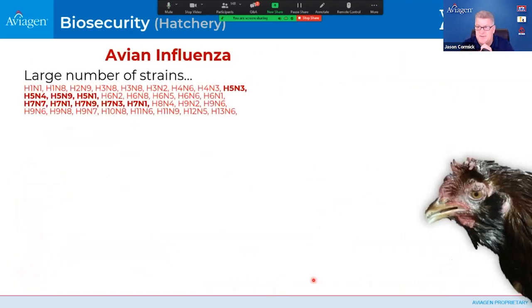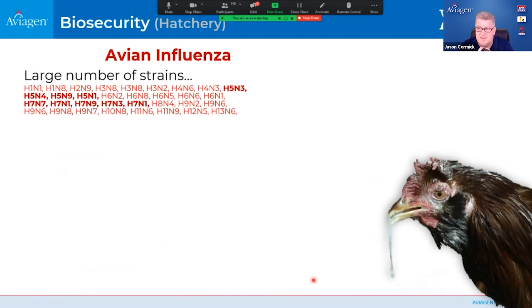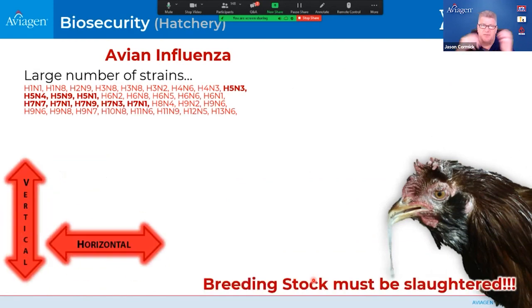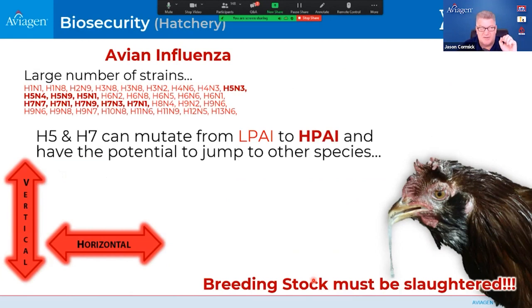Then we come on to the beast of today, avian influenza. Obviously, we need to slaughter it, but it's not that easy. There are a lot of different strains, but the ones you really need to be on the lookout for are H5 and H7, because they can go from low pathogenic to high pathogenic. And they can also then jump across to other species. So pigs and humans can also pick up avian influenza.